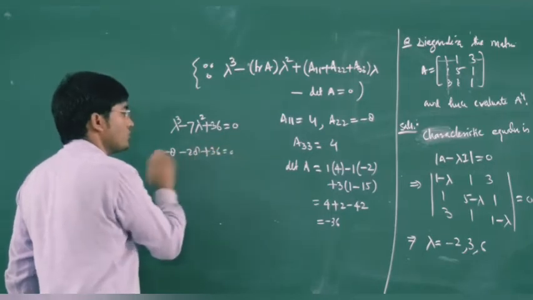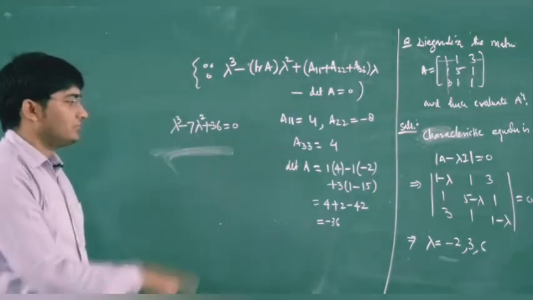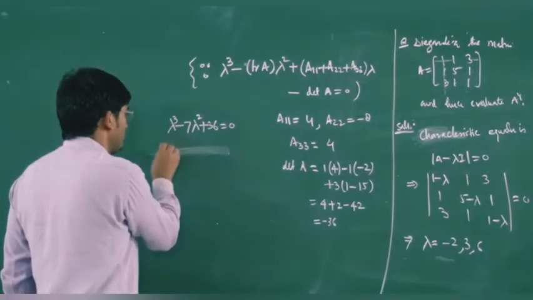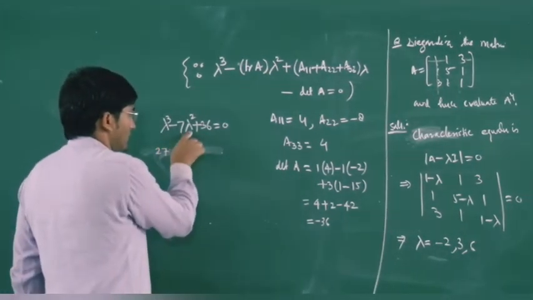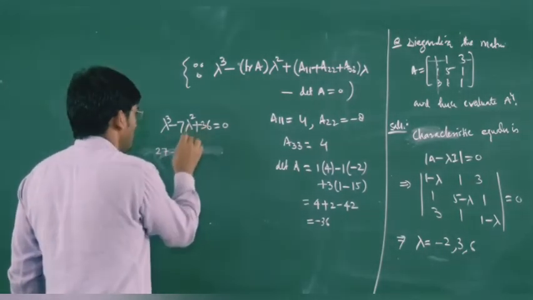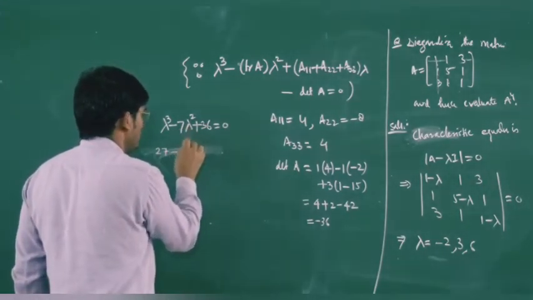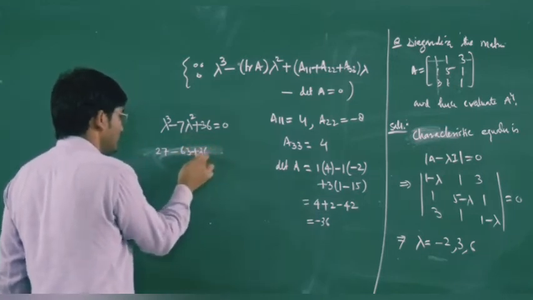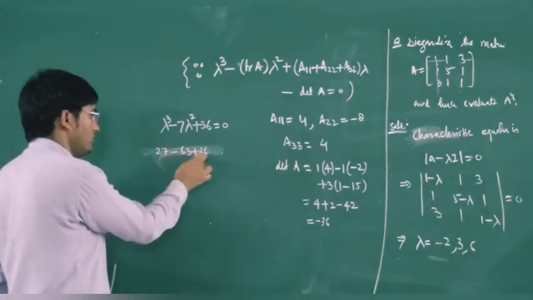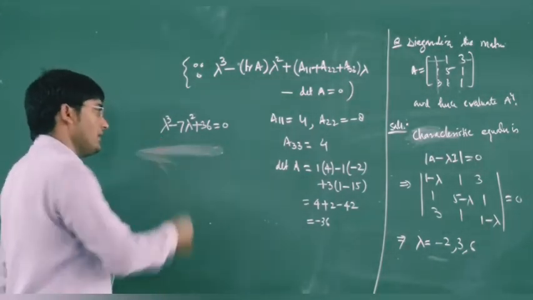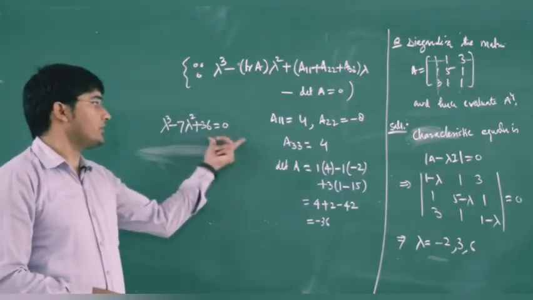So you can see that this is your 0. So that means lambda equal to minus 2, 3 and 6 are the roots. And if you put lambda equal to 3, then this will be your 27, and then 63, then we have 36. Now again you can see that this will be your 63. So this is again 0. If you put lambda equal to 6, again this will be equal to 0.